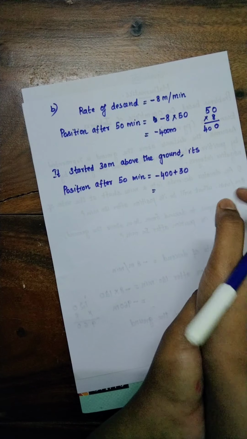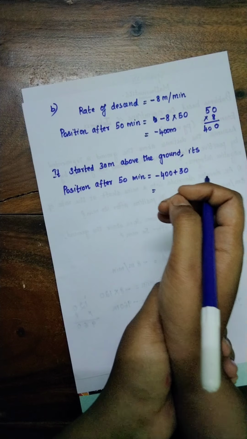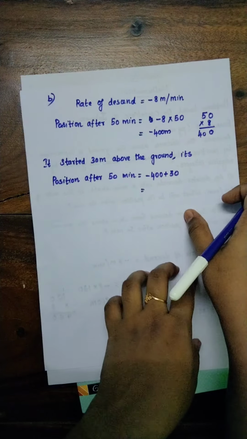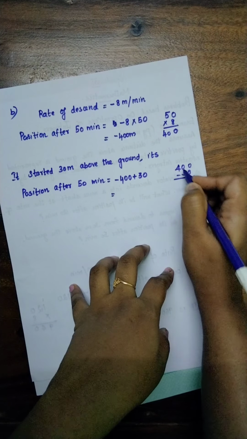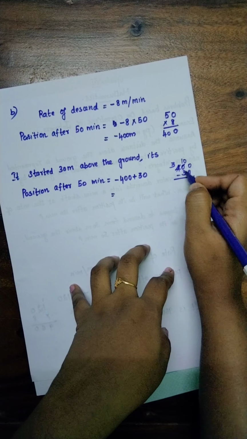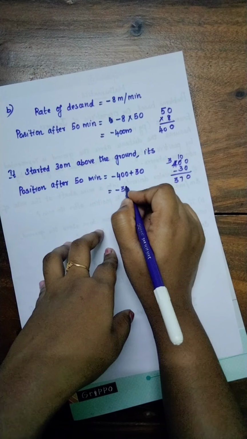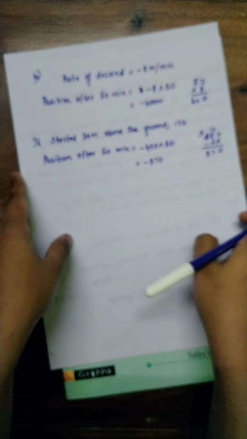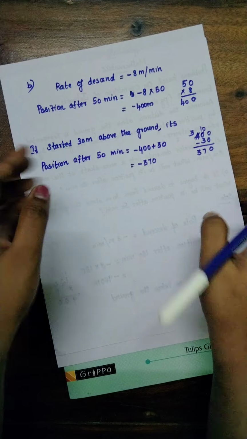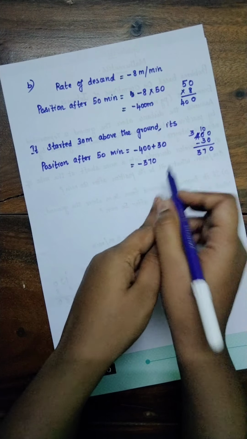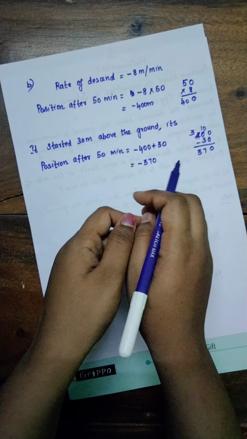Here both the numbers have different signs. So what will you do? We will subtract both the numbers and put the greater number's sign, right? What is 400 minus 30? It is 370. So our answer is minus 370. So what is the position? The position of the elevator is 370 meter below the ground, because we are getting the answer in negative terms. Negative means below the ground.